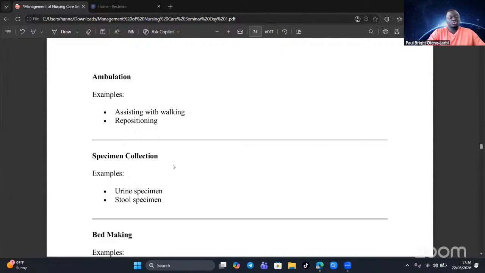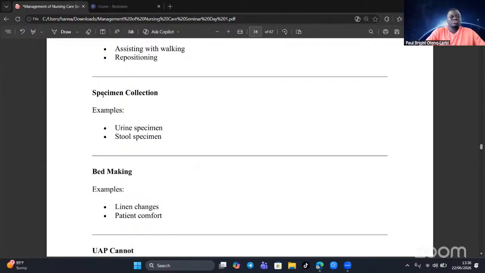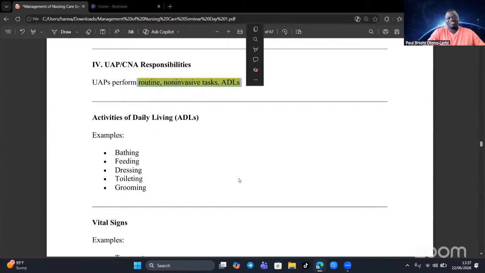They can do specimen collection. We collect urine and stool. You took the patient to the bathroom, they voided, we gave you the bottle, you collect it and bring it to the nurse. The nurse will label, do everything, and take it to the lab. You can take it to the lab. Yes, so you can do that. They are not supposed to take blood. It's an invasive procedure. So these three check marks, if you never forget them, I'll be very happy with you.